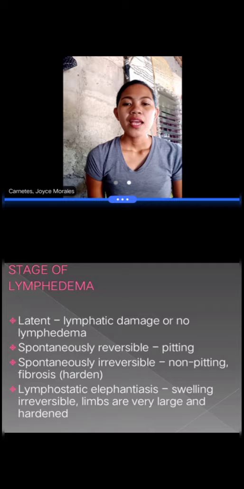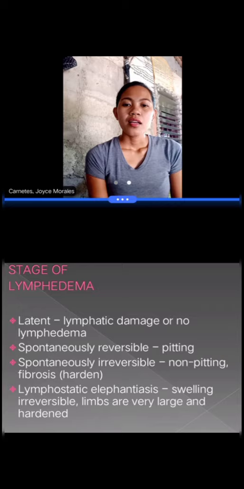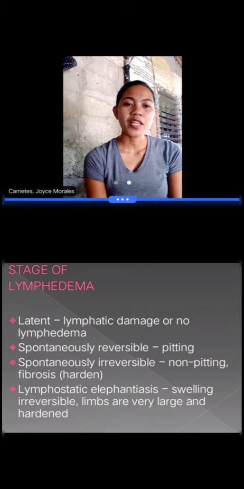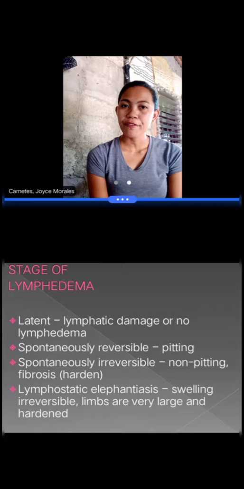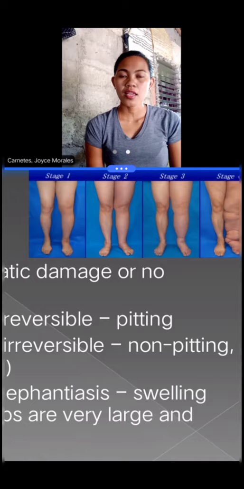Stage 2 is spontaneously reversible. You will notice or observe pitting edema in the extremities. Next is stage 3, spontaneously irreversible. You will observe non-pitting edema as well as fibrosis. Stage 4 is lymphostatic elephantiasis. Swelling is irreversible, and limbs are very large and hardened. In this picture, you will notice the signs and symptoms whether in stage 1, stage 2, stage 3, as well as stage 4.